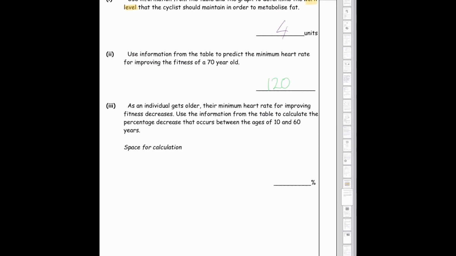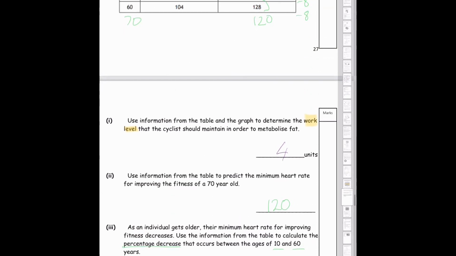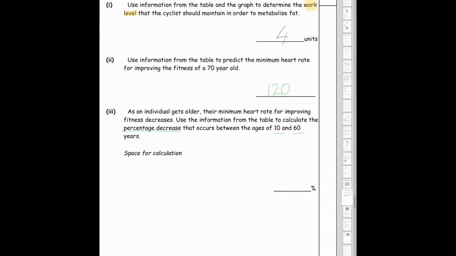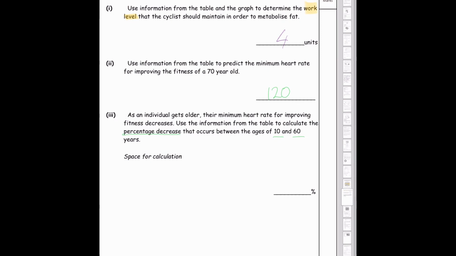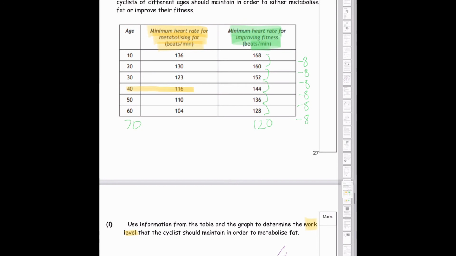Part 3. As an individual gets older, their minimum heart rate for improving fitness decreases. Use information from the table to calculate the percentage decrease that occurs between the ages of 10 and 60 years. So we're going to need to go back up to the table. We're improving fitness, so we're still on the green highlighted column. At 10, it's 168 beats per minute, and at 60 it's 128.